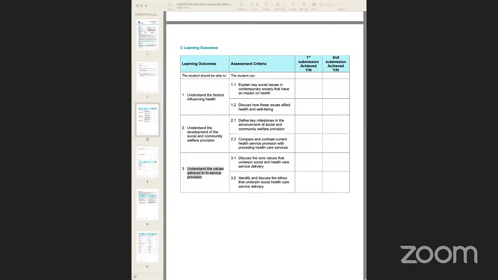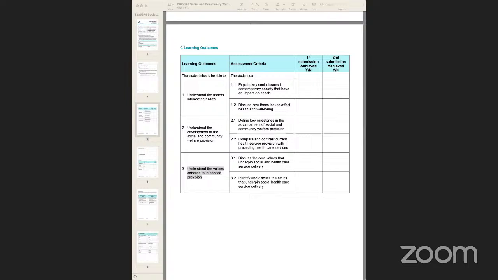this particular context. The second part that we look at is to identify and discuss the ethics that underpin social and healthcare service delivery. So when we talk about ethics, forget the word core, because it's an adjective, but what we are looking at here is the ethics that we need to have when providing health and social care services to patients.